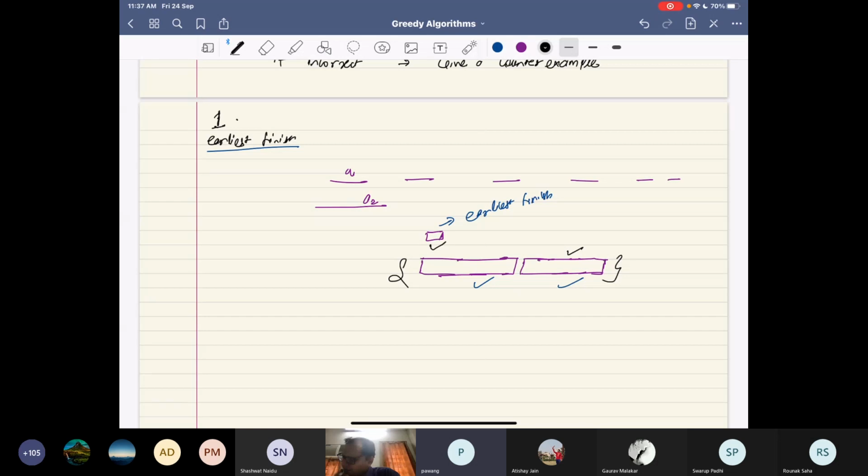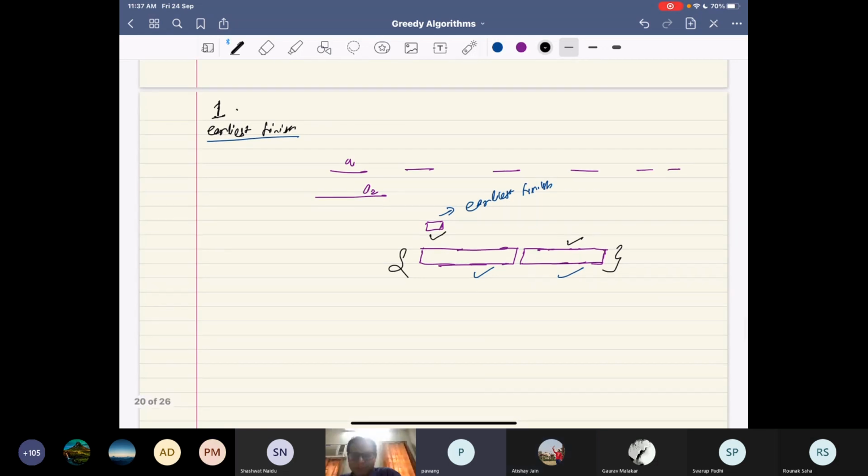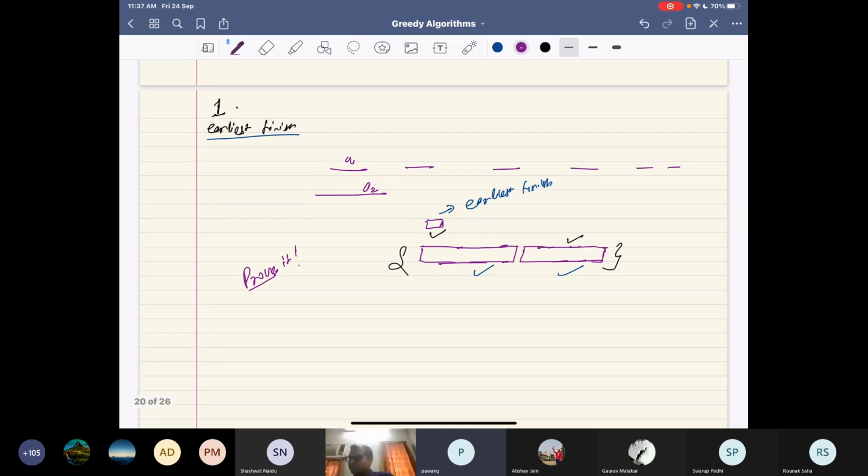Can anybody think of a counter example? No. Okay, so we'll have to prove it then. If we want to show that this is correct, we have to prove it, unless somebody comes with a counter example. We will prove it. I'll come back to the proof. Good. Okay, so now let's take the second one.